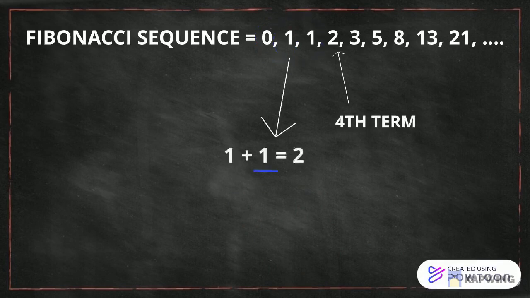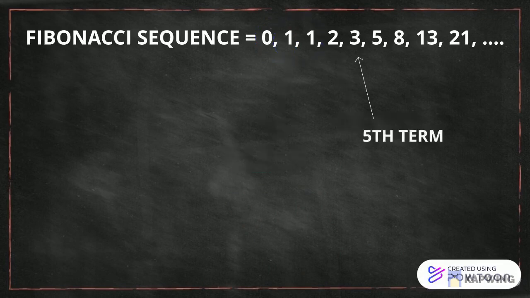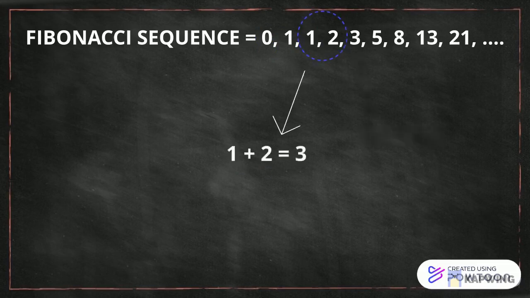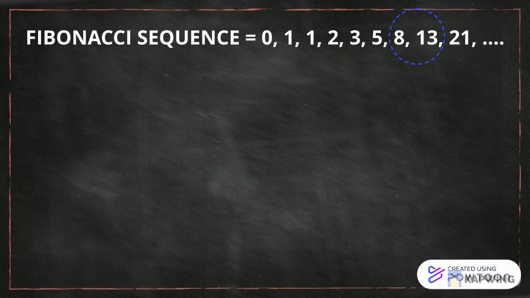1 plus 1 equal to 2. 3 is obtained by adding the third and fourth term. 1 plus 2 equal to 3, and so on. For example, the next term after 13 can be found by adding 8 and 13. Therefore, the next term in the sequence is 21.